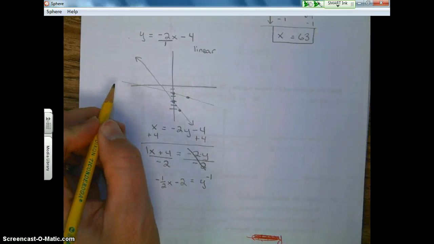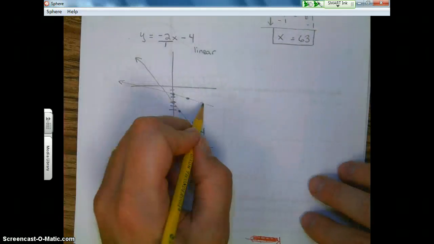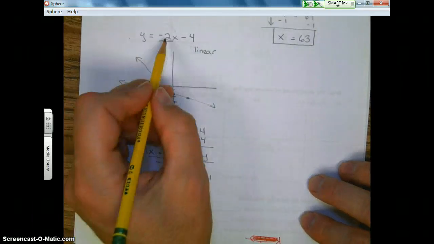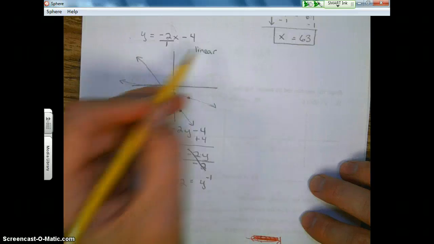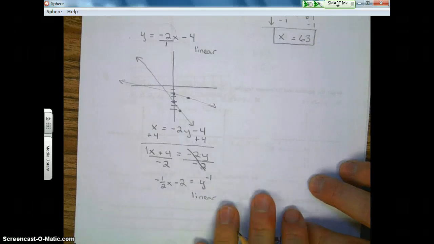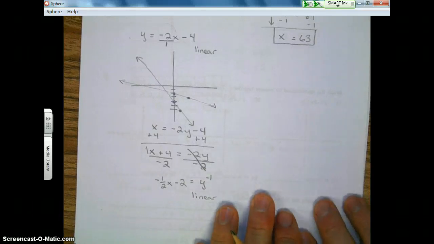Okay. And there is your inverse. So the inverse of a linear is a linear function. All right, let's move on to a quadratic.